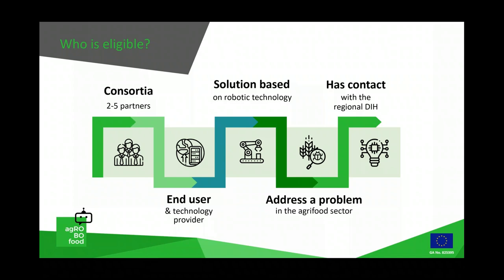These are the minimums. The solution has to be based on robotic technology, and our take on robotics is quite broad. We have a definition on the website. It needs to address the problem in the agri-food sector, as you see it. And one thing that we are trying to establish, which is now part of the eligibility criteria, is that you need to have contact with a regional digital innovation hub.